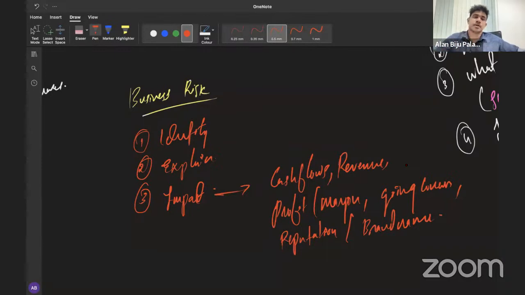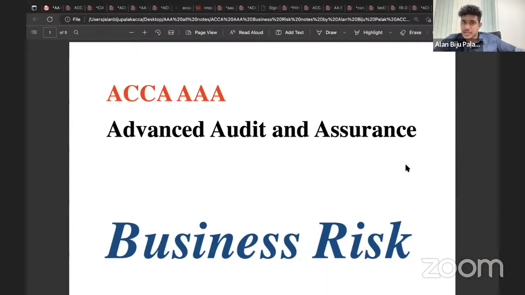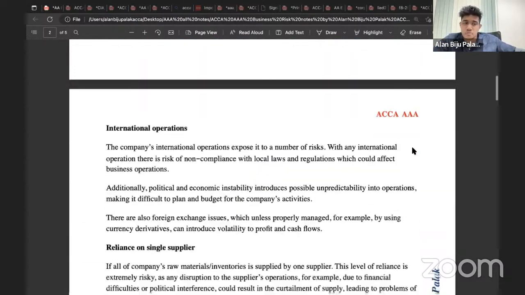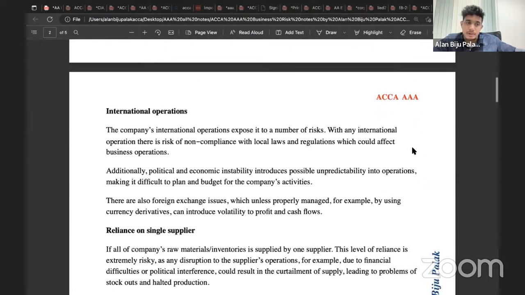Yeah. So let's do one thing. In the same manner as we discussed the audit risk yesterday, we will also discuss a sample of business risk, which we have already done in our class. So we'll just quickly revise that. I have already shared this file yesterday, and we'll be going through the same file today.